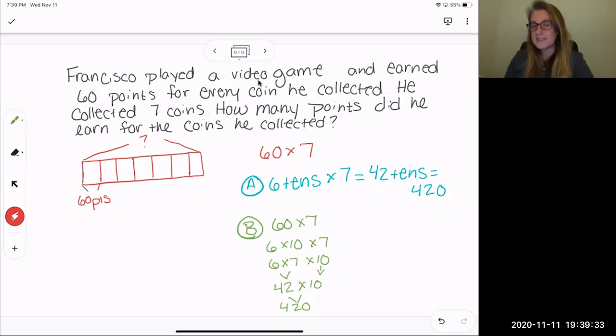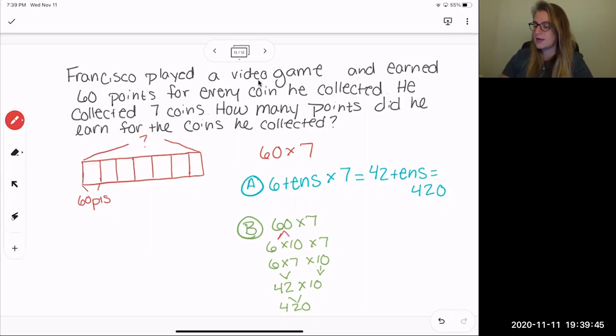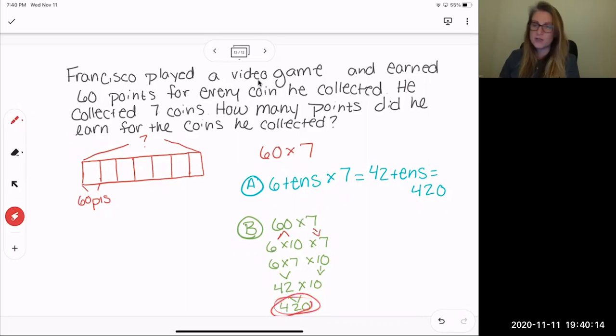Okay. For B, I decomposed my number. I broke 60 into 6 and 10, and I brought down my 7. And then I rearranged my numbers so that my 6 and my 7 were together, because those are the two numbers that are more difficult to work with. So I just isolated the 10 by itself, and I knew 6 times 7 was 42. And then I brought down my 10, so then I had 42 times 10 and multiplied that together and got 420.